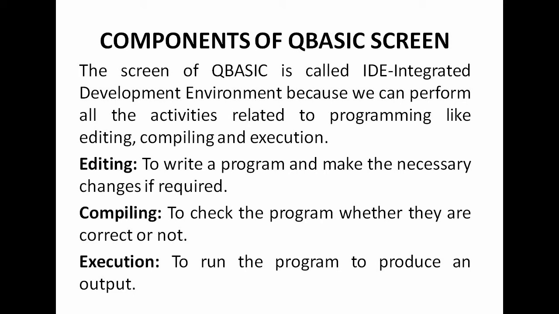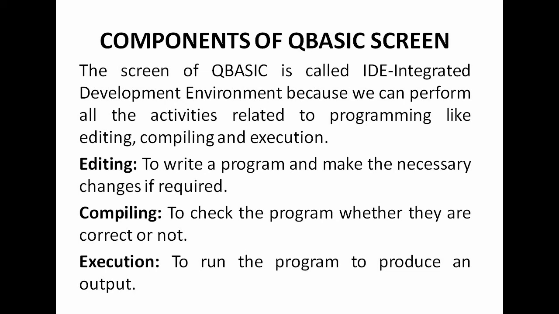The first thing that we can do on a QBasic screen is editing. What does editing mean? Editing means to write a program, those instructions, and if required make some necessary changes. Next, compiling. What does compiling mean? After writing the program and making the necessary changes, what we can do now is check the program that we have written, whether it is correct or not. This process is called compiling.